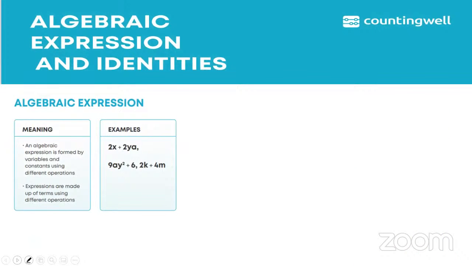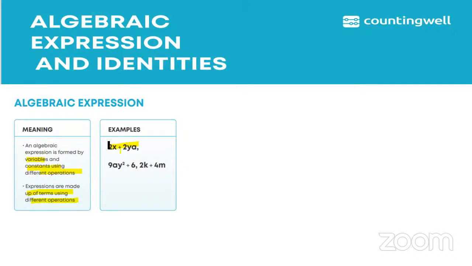What is an algebraic expression? It is formed using variables and constants using different operations like addition, subtraction, and so on. Expressions are made up of terms using different operations. So here you can see 2x plus 2y is an algebraic expression because it is formed by variables x and y, and different operations are included. Here you can see the addition operation.